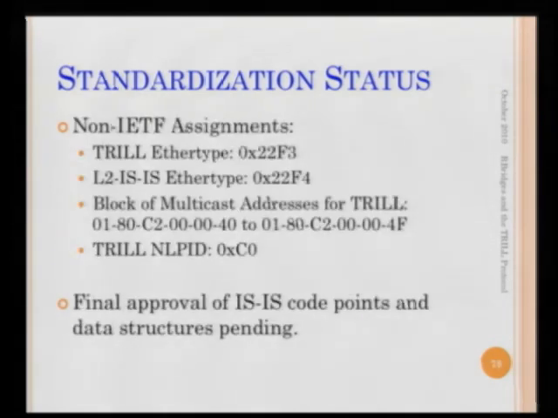So there are various assignments that have been accomplished. The TRILL and the layer 2 ISIS ether types have been assigned. The block of multicast addresses for TRILL is assigned. The TRILL network layer protocol ID is assigned. Currently, the only thing left is the ISIS code points and data structures. They've been actually quite stable for a long time, but final ratification has not yet occurred.